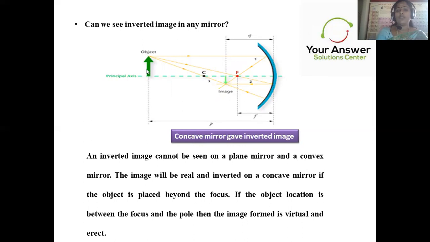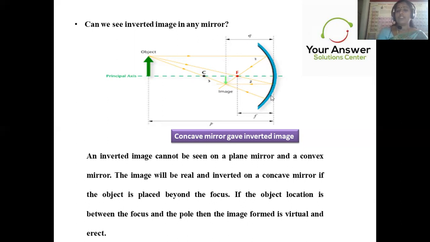This is the object we are trying to see. When light passes through this object and that light is able to fall on this concave mirror, it is able to concentrate the image in this manner, which is inverted in nature. So an inverted image you can observe when you are taking a concave mirror. An inverted image cannot be seen on a plane mirror, and even on a convex mirror you can't observe it. Only the concave mirror can give an inverted image.